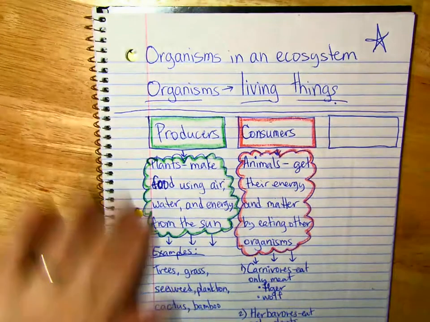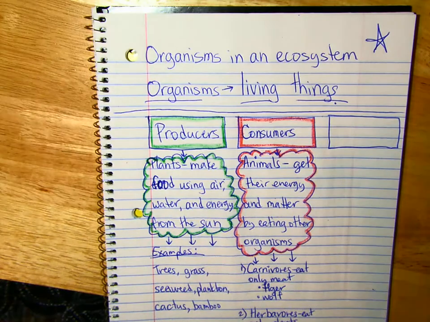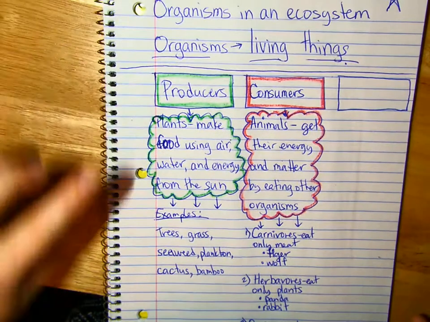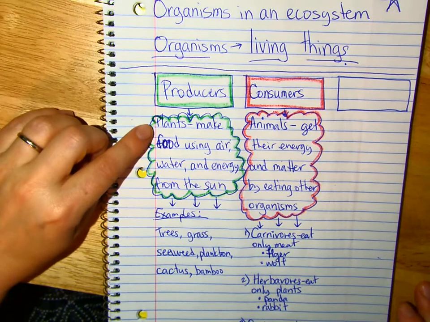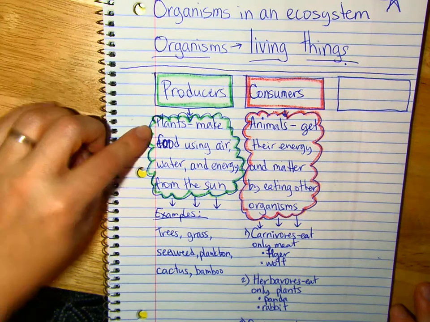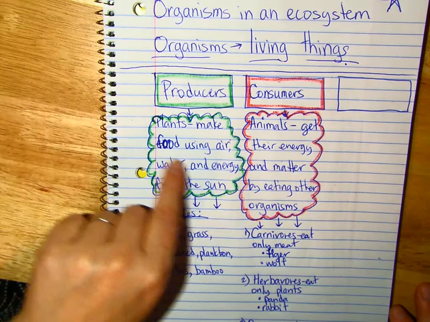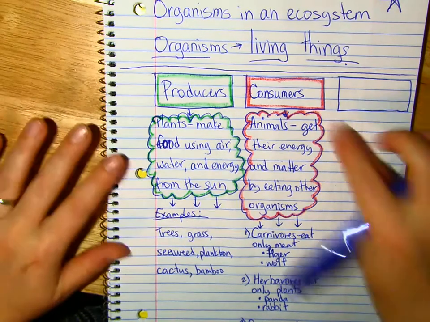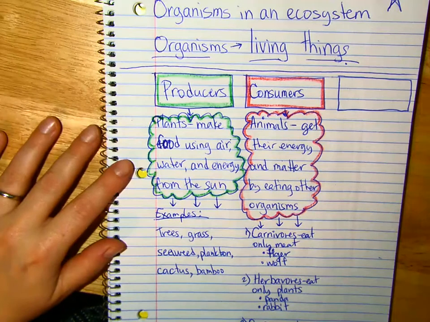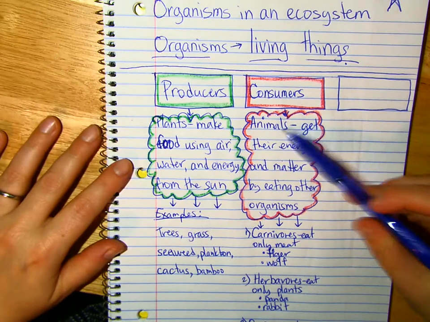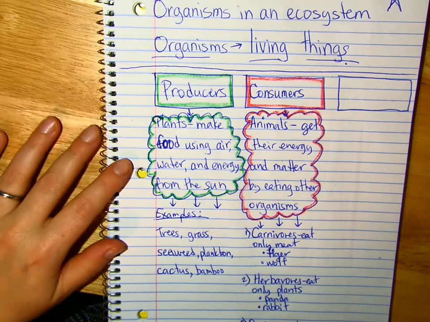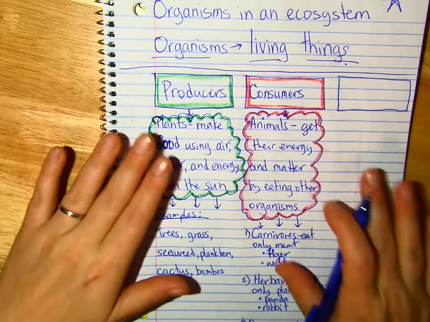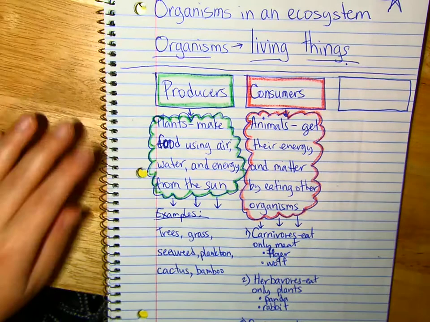This is really important for your 5th grade science test. It's super important that you know what a producer is. Remember that they're any type of plant that's making its own food using air, water, and energy from the sun. And it's super important that you know consumers are animals and that they get their energy and their matter by eating other organisms. All right, see if you can use this strategy to answer the questions on the next slide.